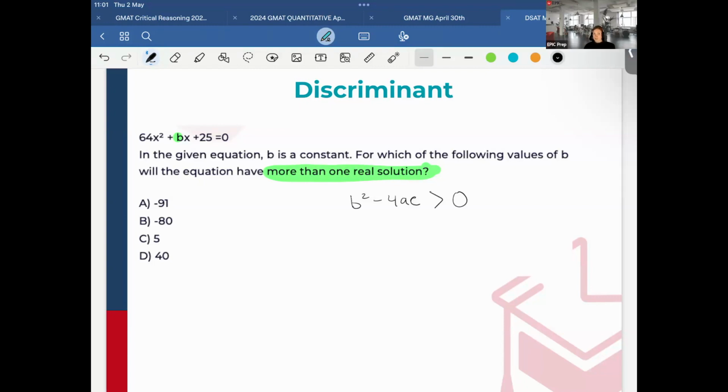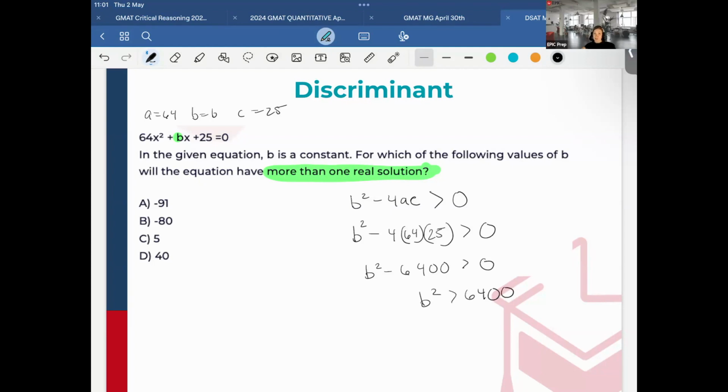And then I just have to go here and plug in my values. So b squared, just to show, a is equal to 64, b is equal to b, and c is equal to 25. And so I would plug in 64 for a and 25 for c. So quite large. But 4 times 64 times 25, that is b squared minus 6400. Move the 6400 to the other side.